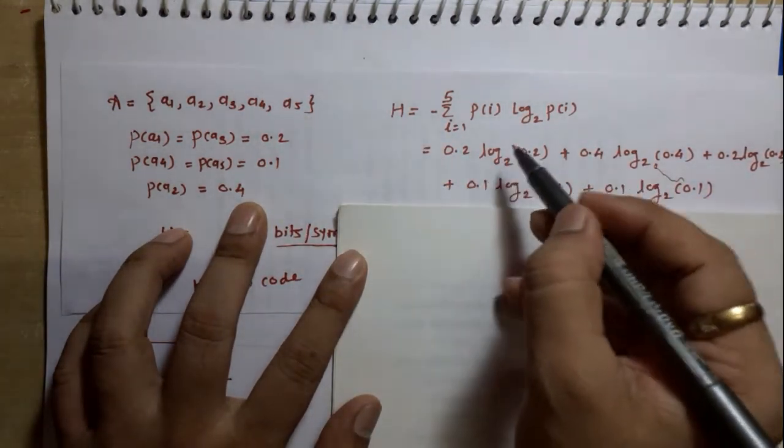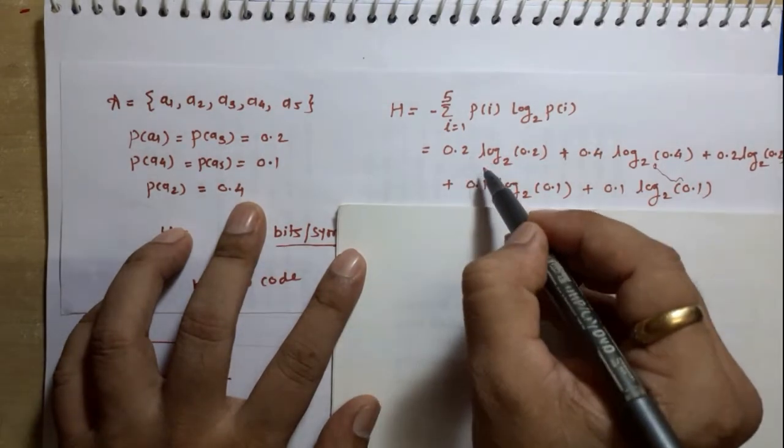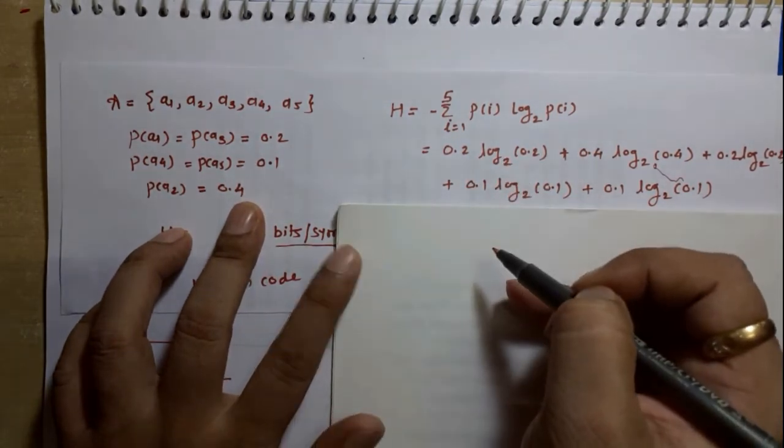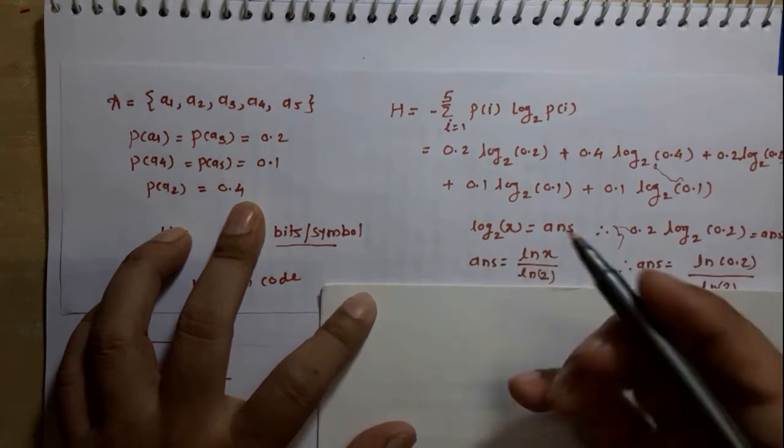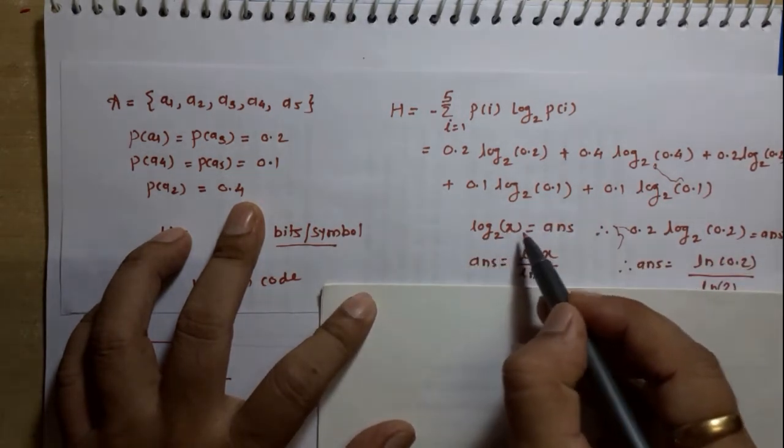Now there is one problem: how to solve 0.2 log to the base 2. For that we can use this logic: log to the base 2 of x is equal to your answer.